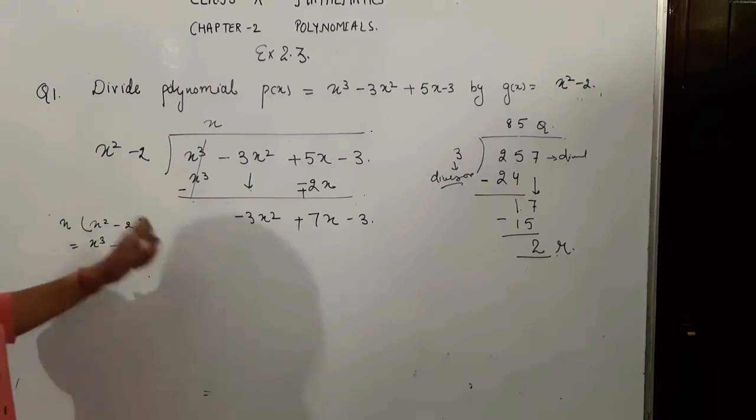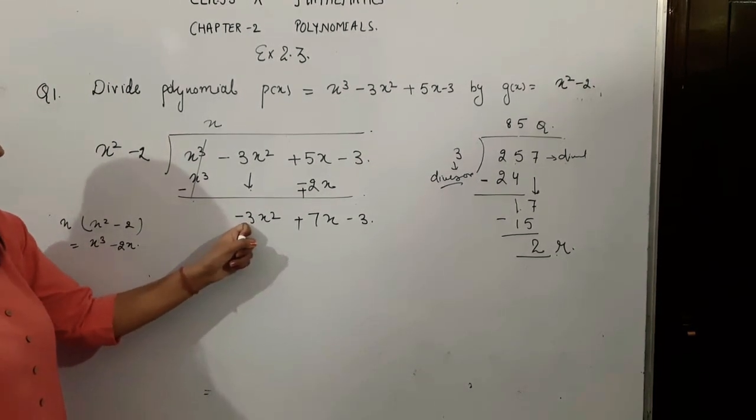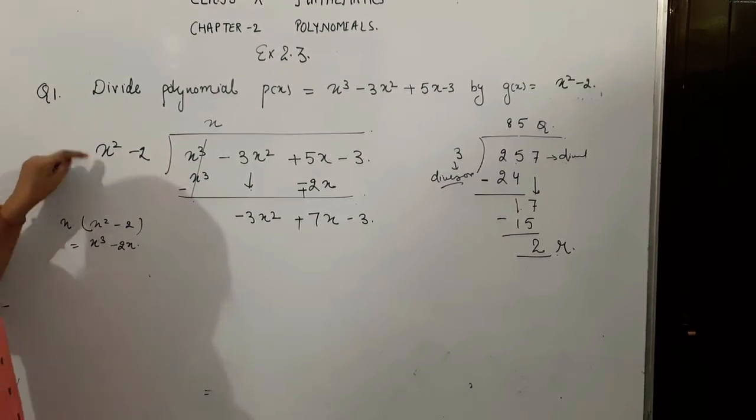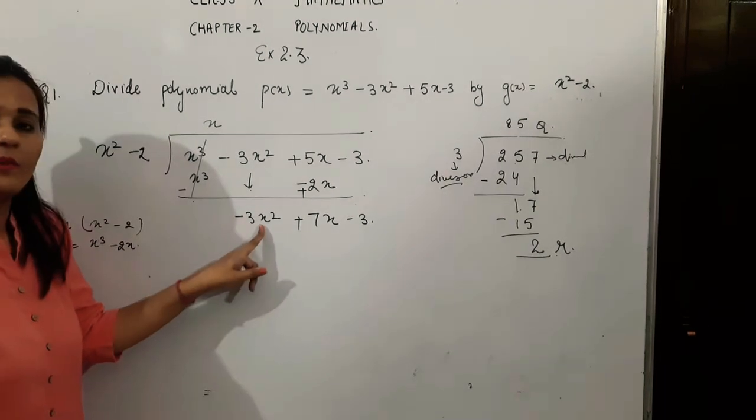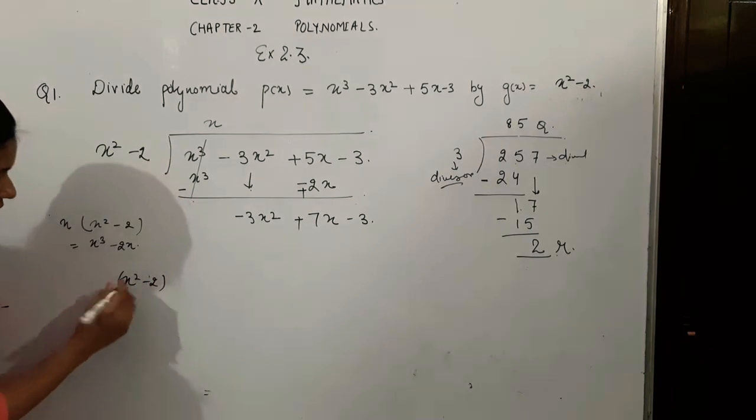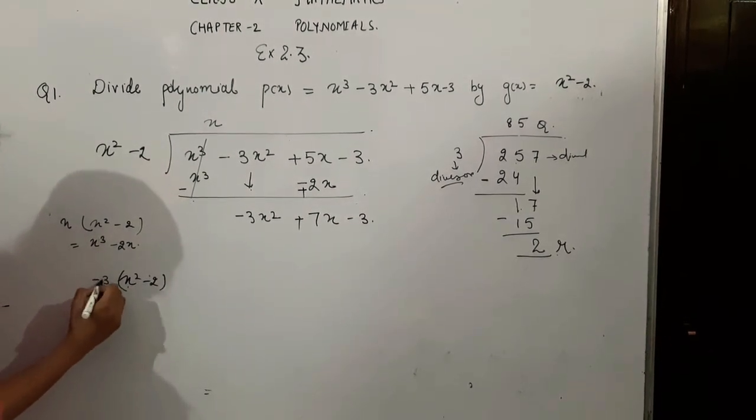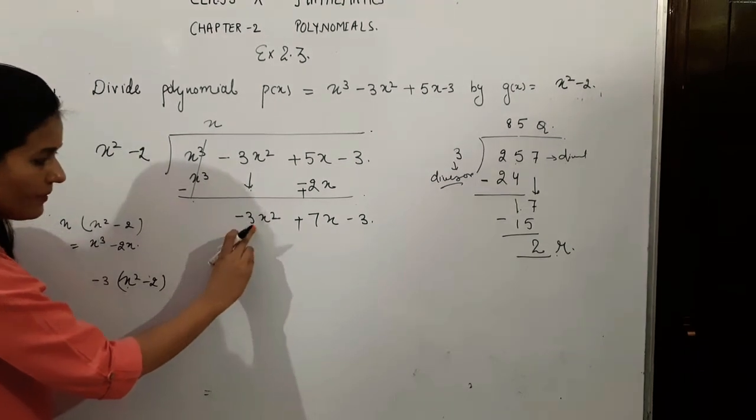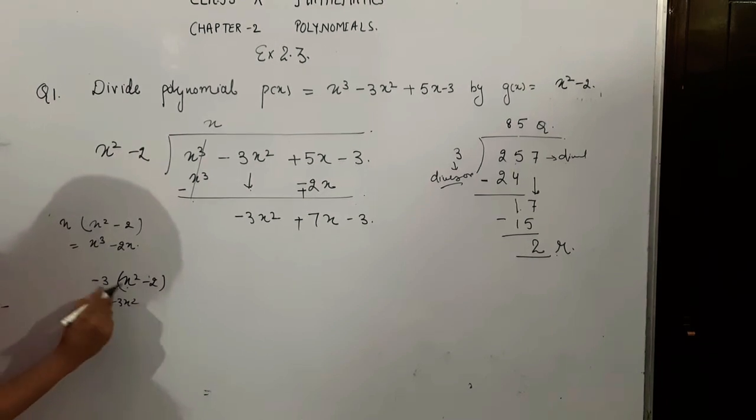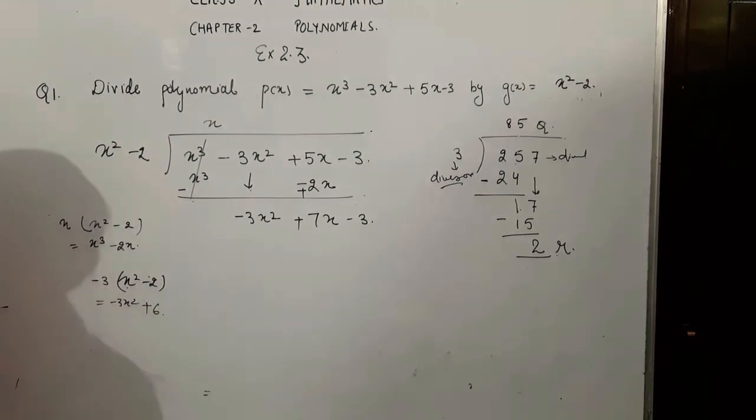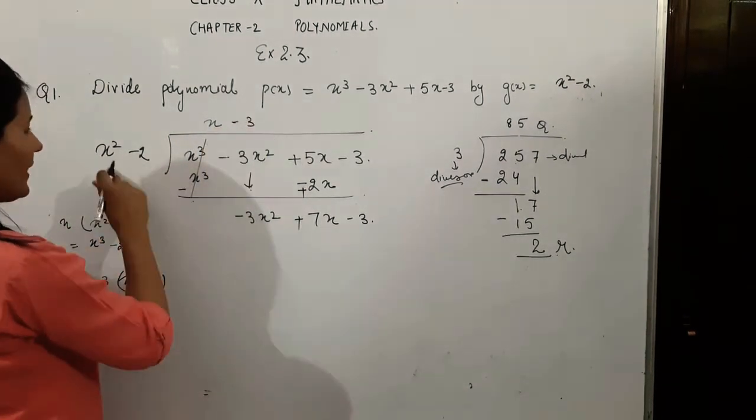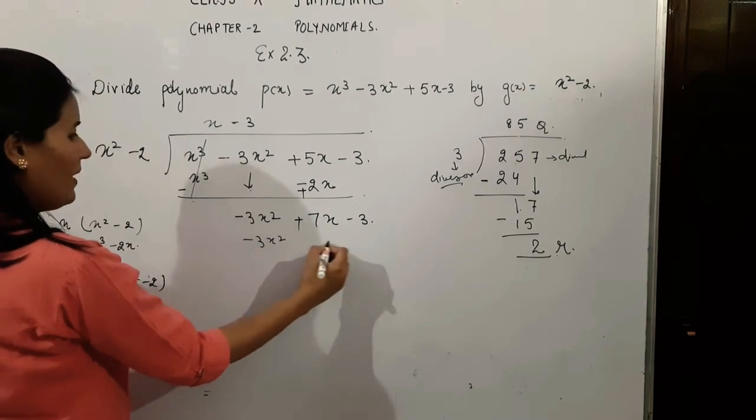Now, again check. We want minus 3x square. With which number should x square minus 2 be multiplied so as to get minus 3x square? Minus 3, because we want minus 3x square, na? So we are multiplying it by minus 3. This will become minus 3x square and here it will be plus 6. So what we have multiplied? Minus 3. We are getting minus 3x square plus 6.